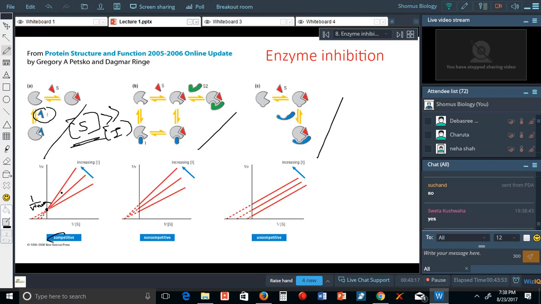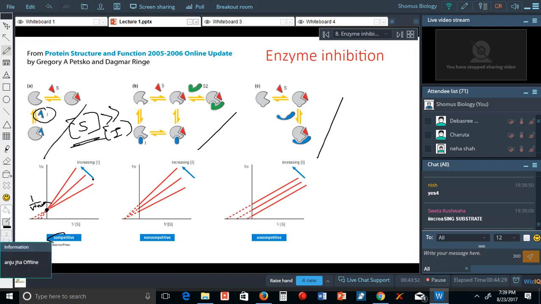Actually, yes, we can reach maximum velocity. Why? Because if we increase the substrate concentration, we can reach the maximum velocity at very high substrate concentration, where, let's say for example, for every one inhibitor there are 500 substrate. At this level, we can still reach the maximum velocity. That's why if you look at this picture of the Lineweaver plot, you will see that all of these plots intersect at the same point. That means Vmax is unchanged.